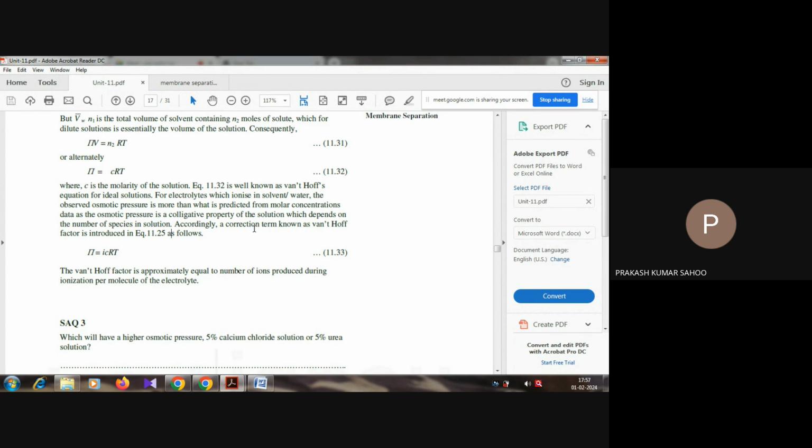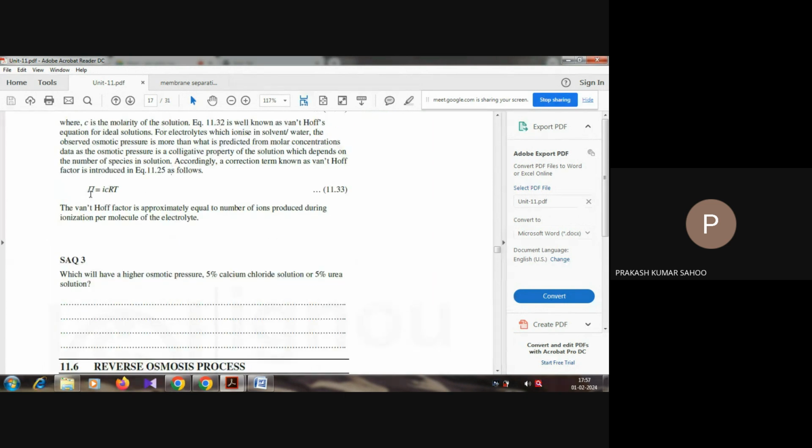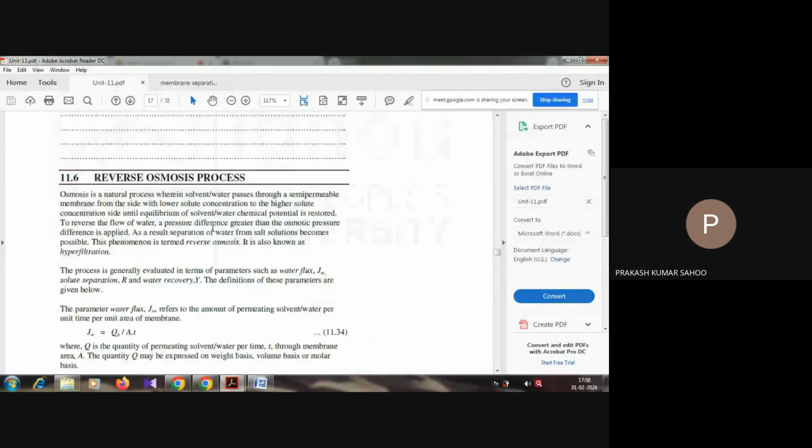Then we have another equation, pi = iCRT. Some correction terms are introduced by a factor due to the difference in the molar concentration at either end, the solution side and the solvent side. So this becomes pi = iCRT. In the reverse osmosis process already discussed, this includes the flow of salt solution, so that by using RO we can have pure water, purified water, or potable water from the salt water.